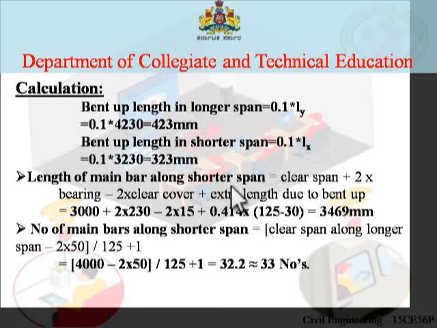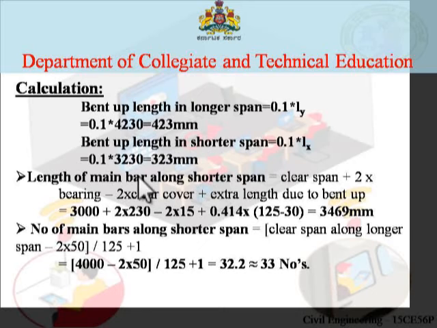So we go to the calculation directly. Bent up length in the longer span is given by 0.1 into Ly, it is 423 mm. So bent up length in the shorter span, it is 0.1 into Lx, it is 323 mm.